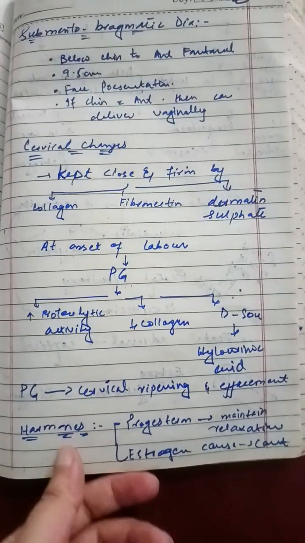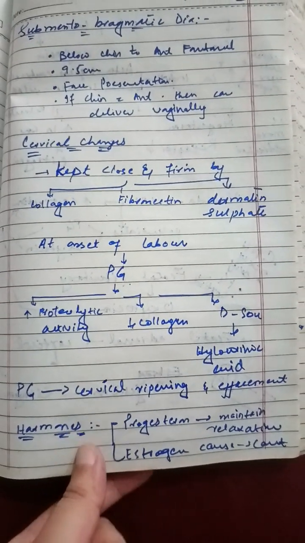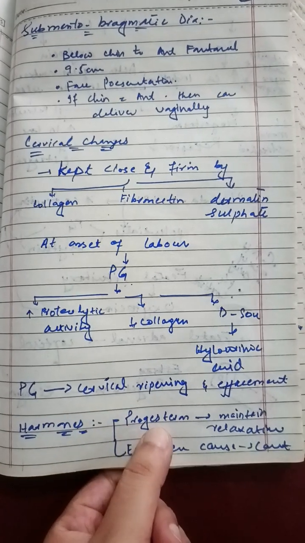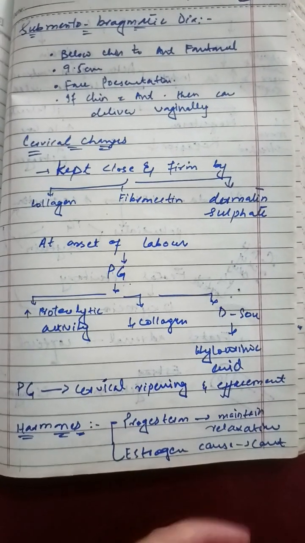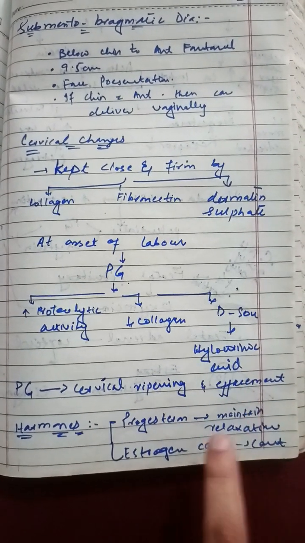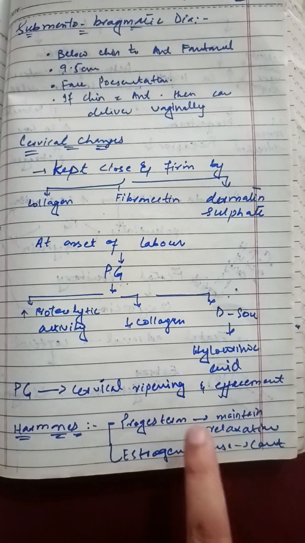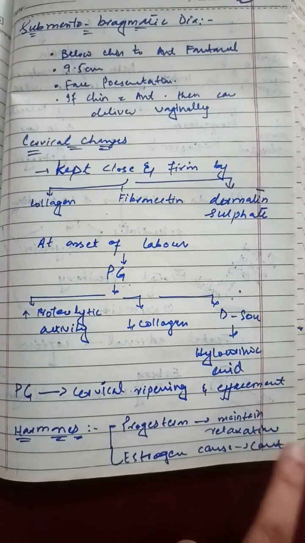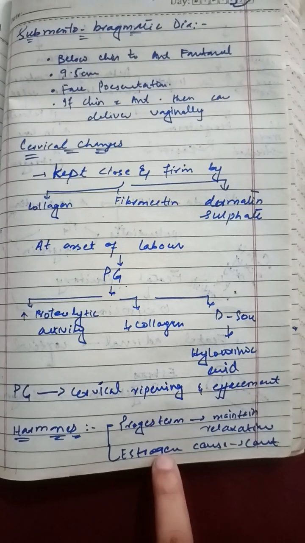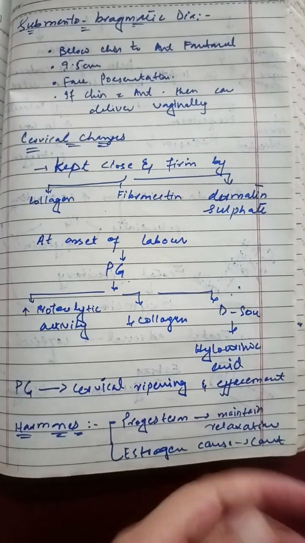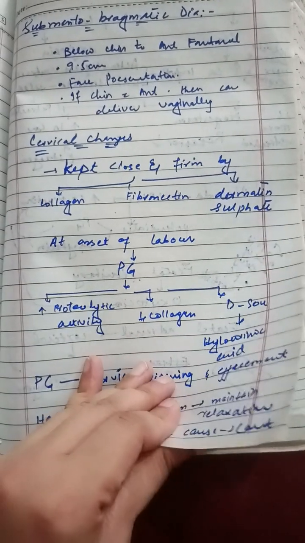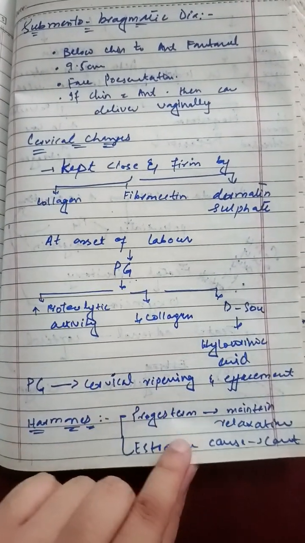The hormone which maintains the pregnancy and keeps the uterus relaxed before the onset of labor is progesterone. When the progesterone level in the body is high, it maintains the uterus in a relaxed state and maintains the pregnancy, while if the estrogen level gets high in the body, it results in uterine contraction, and the onset of labor thus starts.